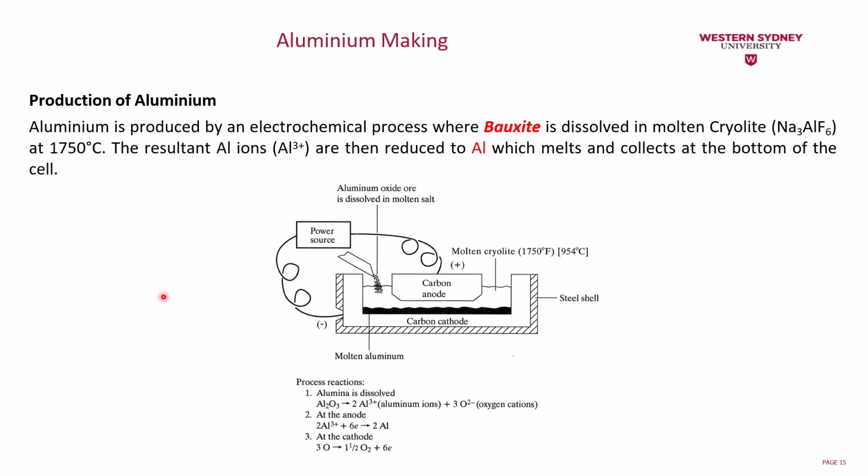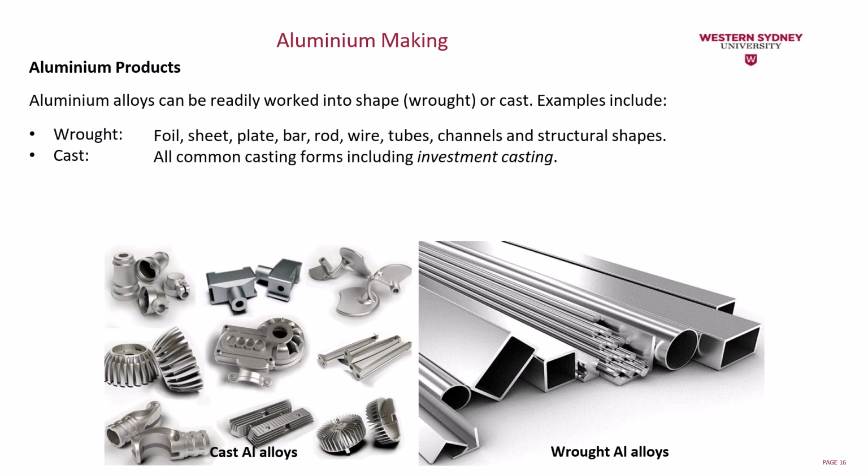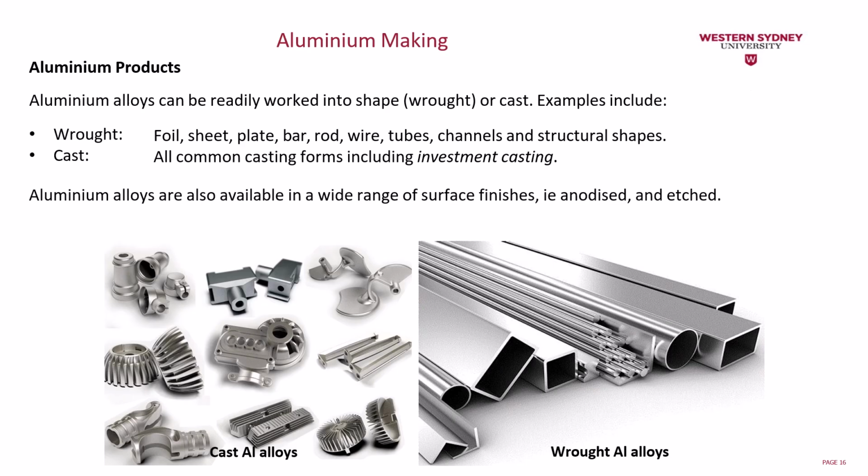Okay, so aluminium products can be simply classified as readily worked into shapes, which can be called wrought or cast. Examples for wrought include foil, sheet, plate, bars, rod, wire, tubes, channels, and structural shapes. For cast, it's going to be all the common casting forms, including investment casting of aluminium. Aluminium alloys are also available in a wide range of surface finishes, for example anodized and etched as well.